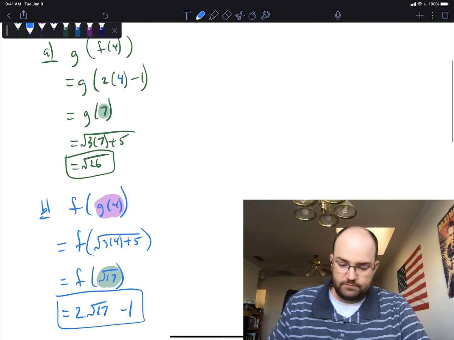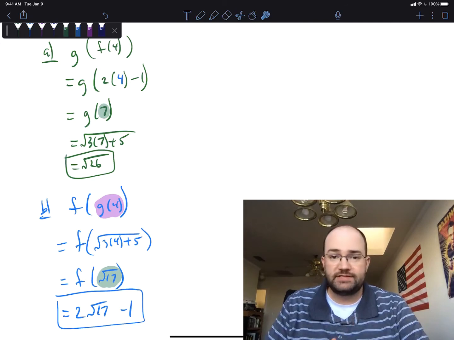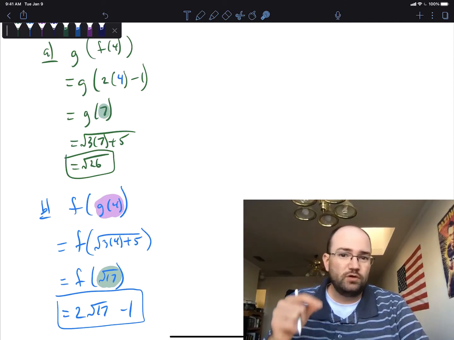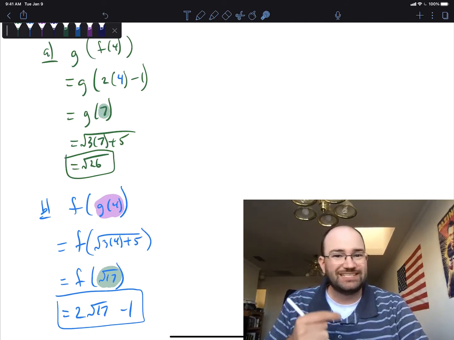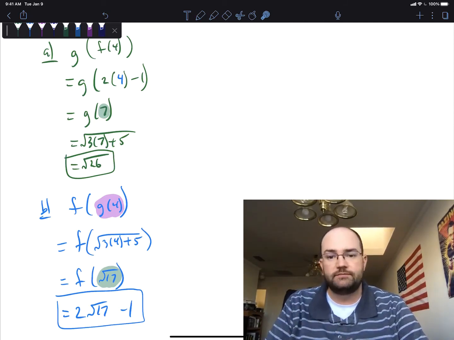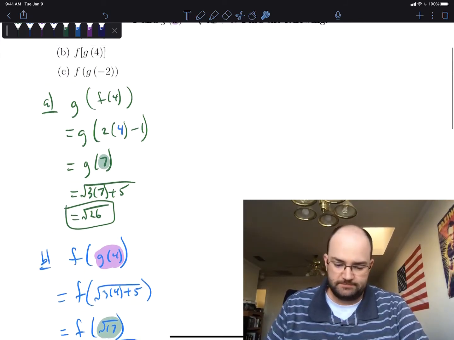Now, notice that g of f of 4 is the square root of 26, and f of g of 4 is 2 square root of 17 minus 1. These are not the same thing. So it's very important that we understand that there is no commutative property of compositions. In other words, f composed of g is not, in general, g composed of f. There are times where that happens, but that's just special cases.